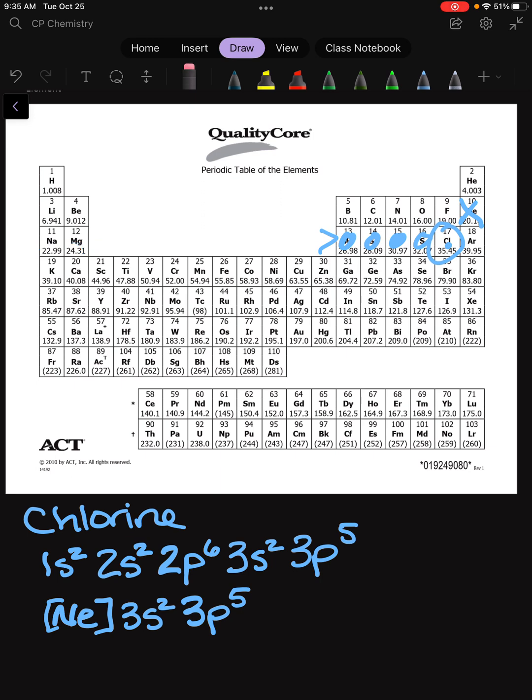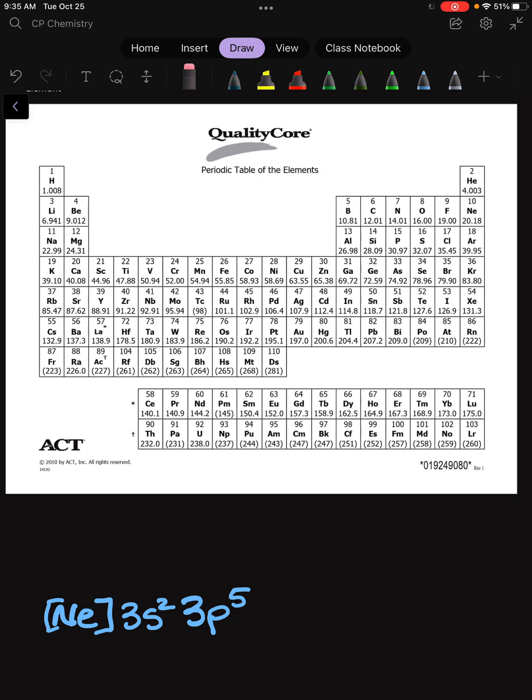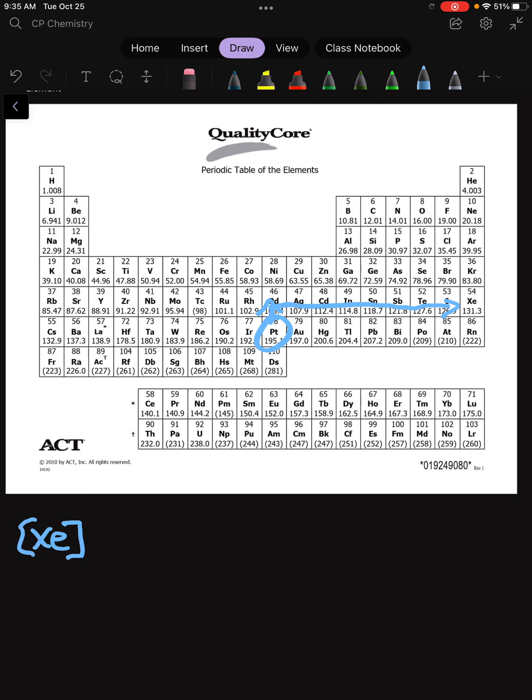All right, let's do another one. And we'll just do the noble gas notation for the next one. So let's do platinum, Pt. For the noble gas that comes before platinum, we go up a row and all the way over to the noble gas, which is xenon, which is Xe. Okay, so that's where we start.